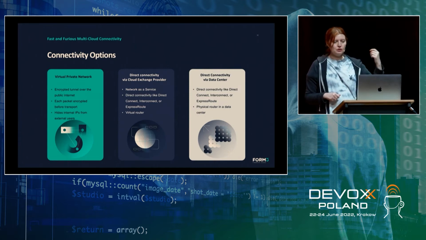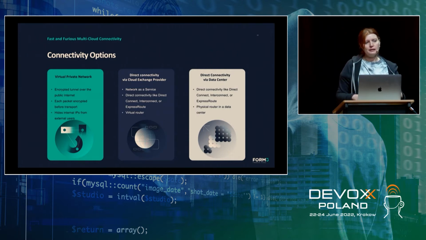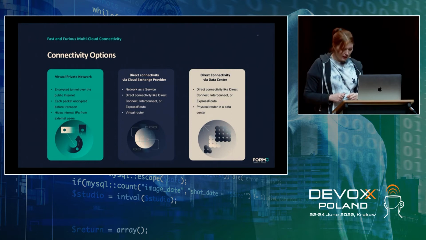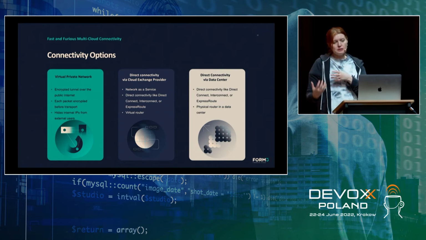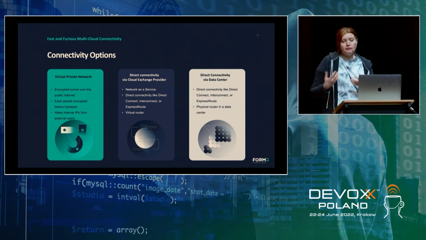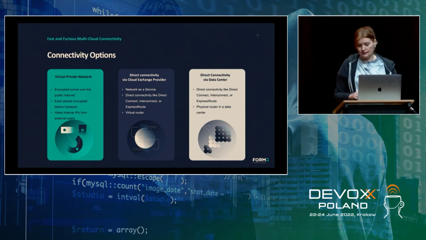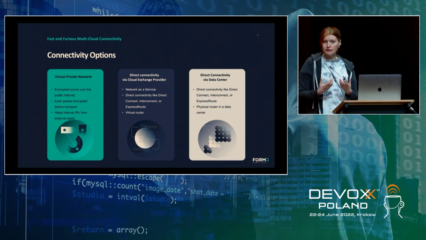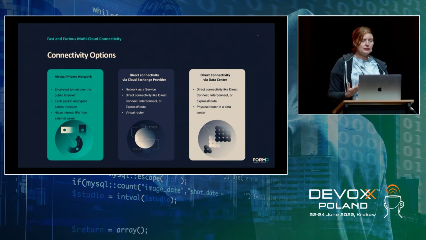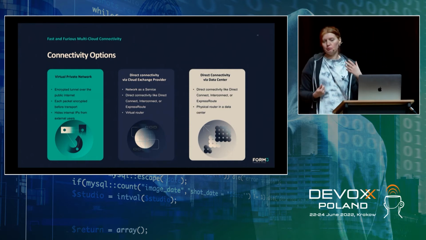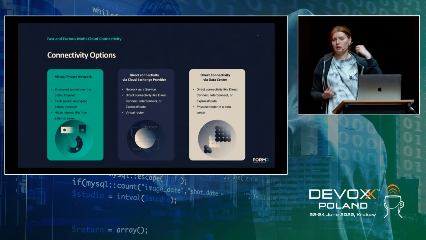Plus, on top of that, they usually provide some sort of a virtual router, because if we have many clouds, we need to route those connections among them. So that was one option, the second option. And the third one was direct connectivity via data center. Those two options are very similar. The difference is that instead of virtual connections and a router provided as a service, we use a physical router and connections bought directly from a cloud provider or some of the partners.